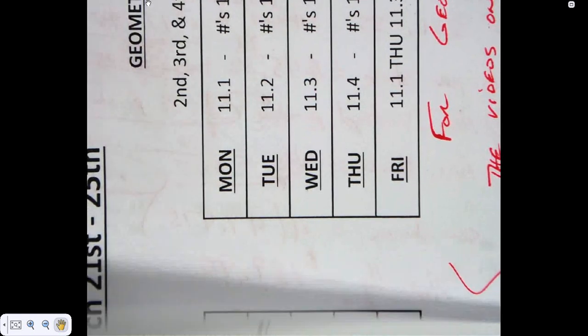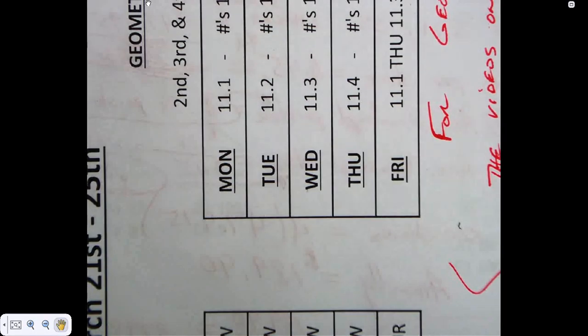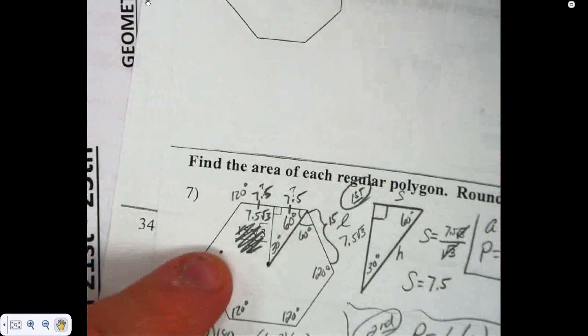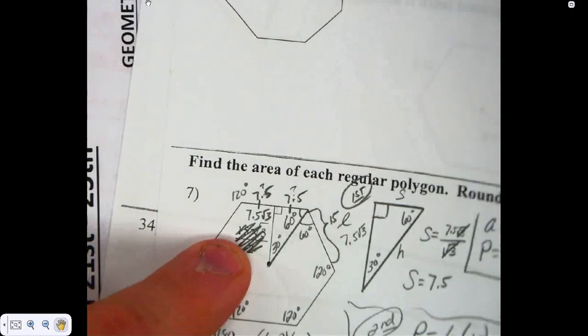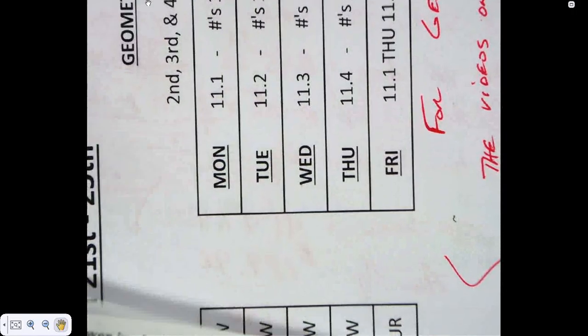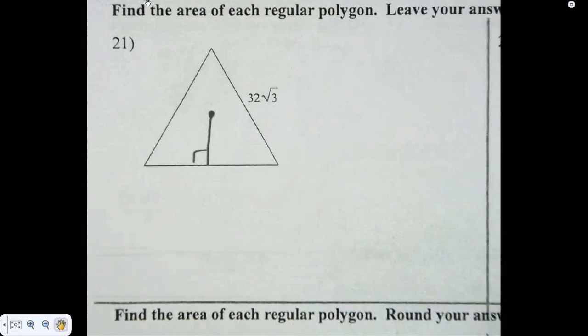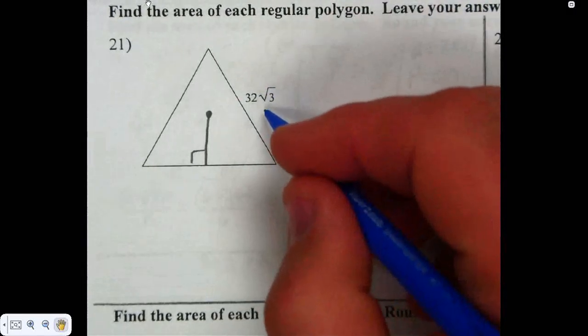Look at number 21. And let's notice, in this problem, the one we just did, they gave us the apothem, right? If you look at number 21, what did they give you? Did they give you the apothem? No. No, they just give you a what? Side.